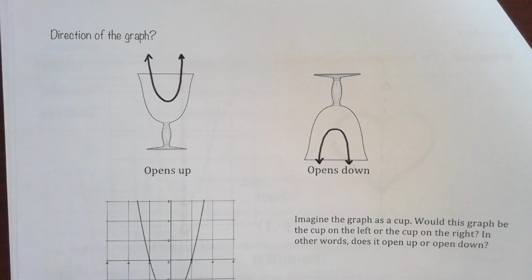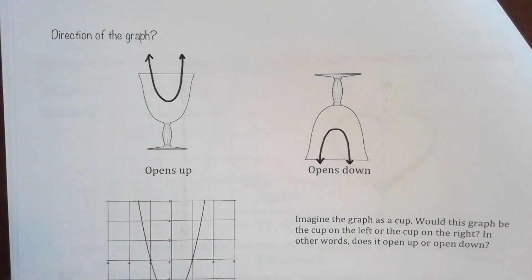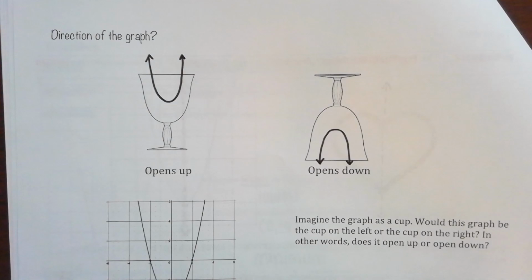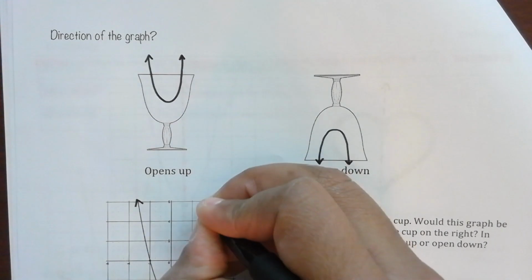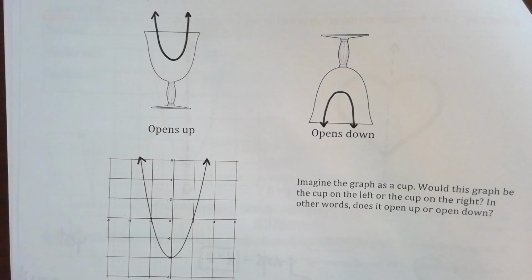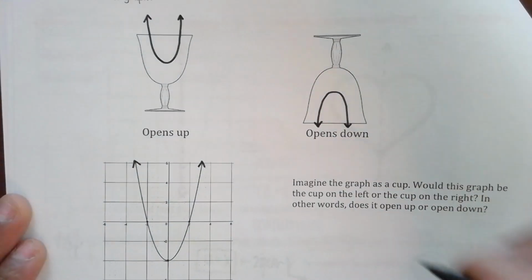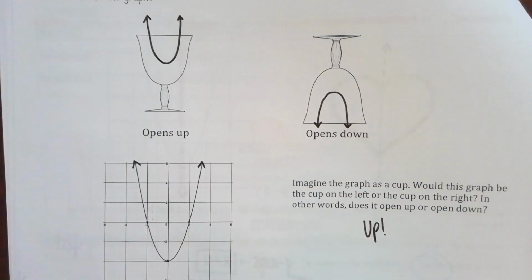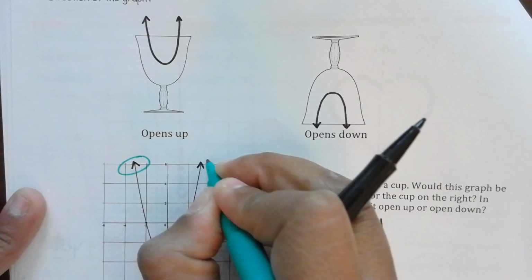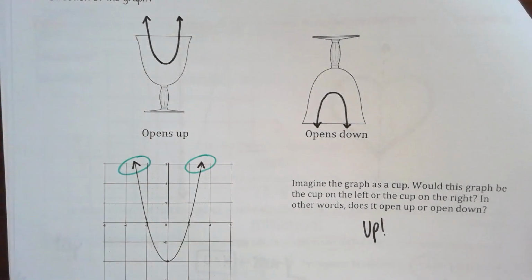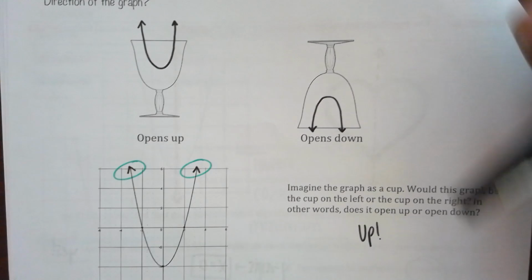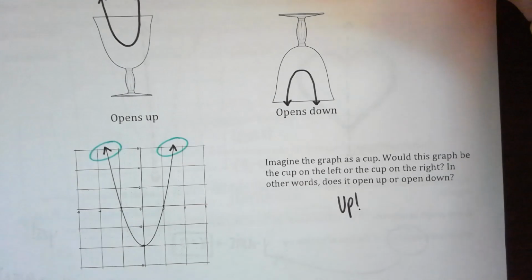A quadratic is the best example of this because it has both arrows pointing in the same direction, just like the absolute value function, which is the V shape. So imagine the graph as a cup. Would this graph be the cup on the left or the cup on the right? The left. Because just because you can't see the arrows doesn't mean we can't put them, and they're both facing which direction? Upward. In other words, does it open up or open down? Up. There we go. Because you're looking at the arrow's behavior. Any questions there? Everybody still good?